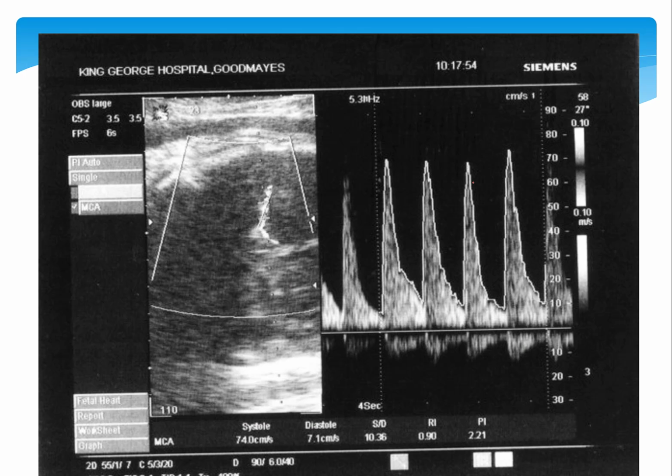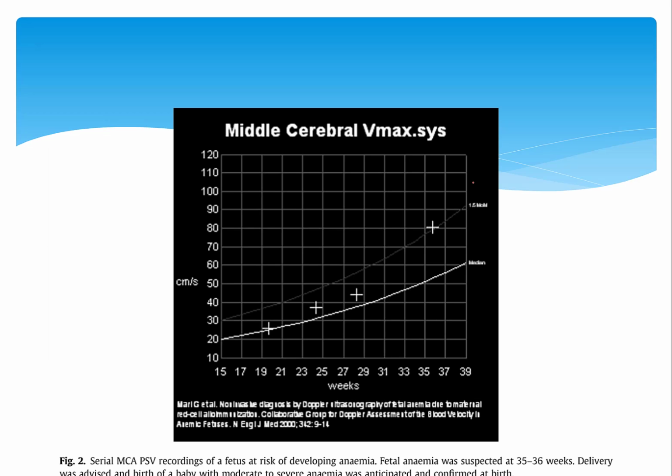And we can use that value to calculate the fetal red cell velocity, and that value in centimeters per second is plotted here. So this is a nomogram. For each POA, the normal values are there. So this is the median value, this is 1.5 multiples of median.